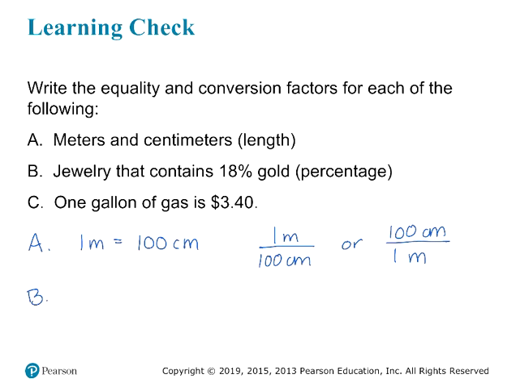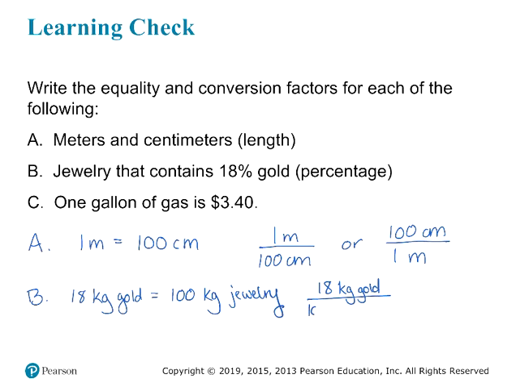And then B, we're told that jewelry contains 18% gold. So we could say that maybe, I don't know, let's pick a mass. 18 kilograms of gold exist for every 100 kilograms of jewelry. Okay, so then we could write that as 18 kilograms of gold over 100 kilograms of jewelry, or 100 kilograms of jewelry for every 18 kilograms of gold.